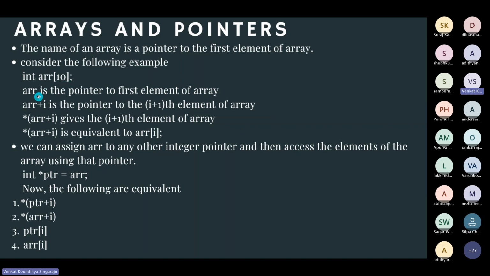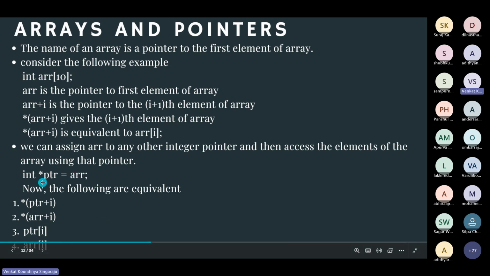And arr plus 1 is the pointer to the second element. arr plus 2 is the pointer to the third element. And in general, arr plus i is the pointer to the (i plus 1)th element of the array. Now, what happens when you apply the dereference operator on arr plus i? Since arr plus i is a pointer to the (i plus 1)th element, applying the dereference operator on it gives you the (i plus 1)th element of the array. And what is the (i plus 1)th element of the array? It's simply arr[i].